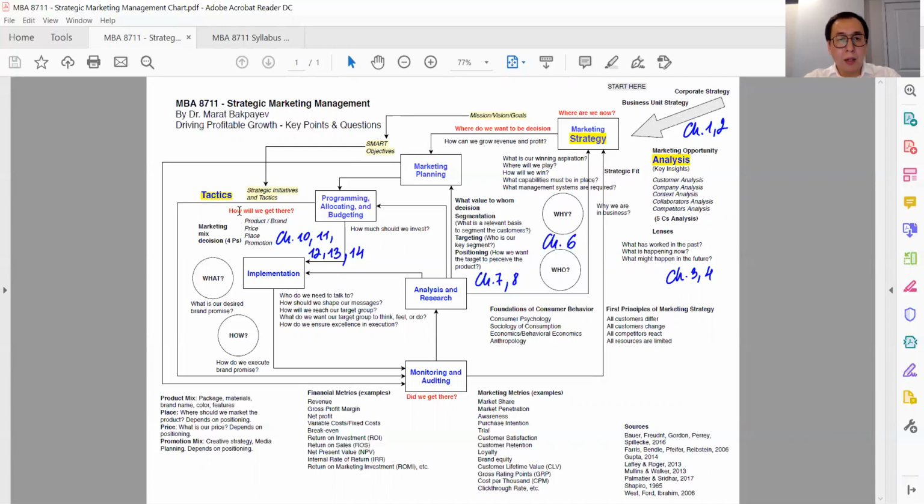And how will we get there? And after that, did we get there? So these 4 questions are important to keep in mind. And this sort of structure, although it's in squares and very linear, is not, in reality, linear. It's more circular.